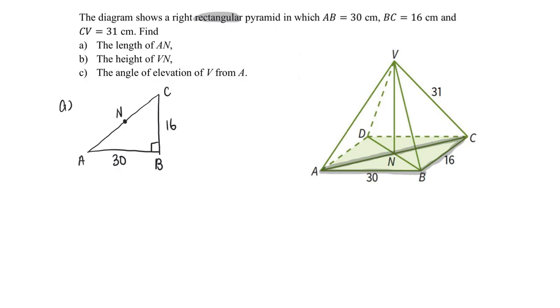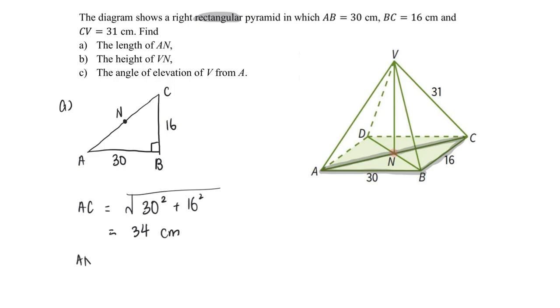And I need you all to see that this point N, which is in the middle, is actually the middle of AC. So if I know AC, I can find AN. Very good. And I just need to apply Pythagoras theorem. So for the first part, I apply Pythagoras theorem to get AC. My AC is equal to the square root of 30 square plus 16 square. And this will be equal to 34 cm.